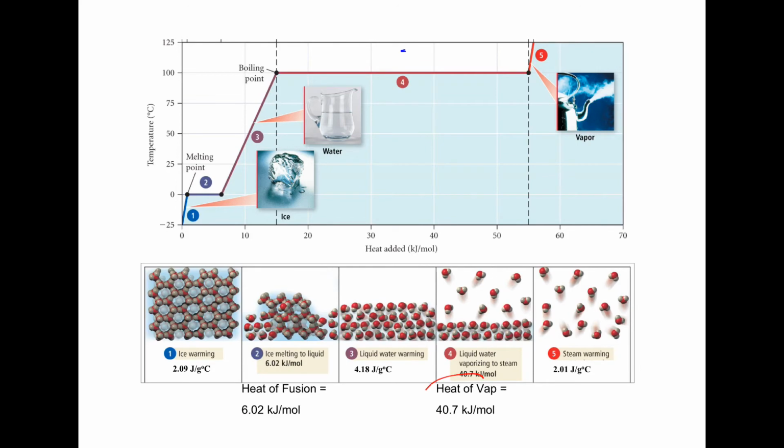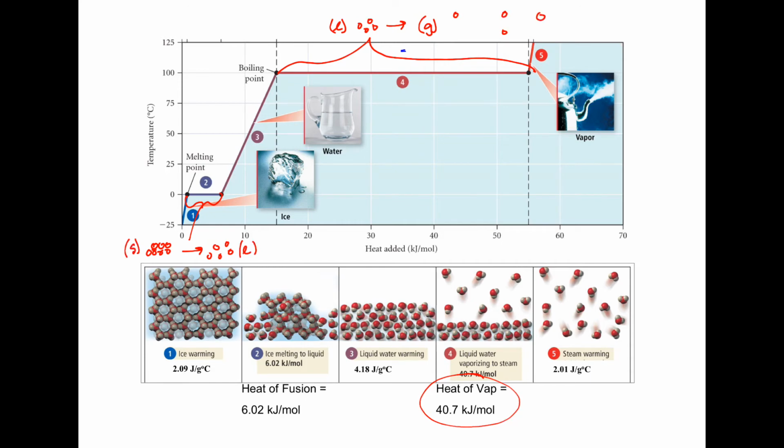So why is the heat of vaporization so much bigger than the heat of fusion? Well, let's think about what's happening during these two processes. During this one here, we're going from solid particles, which are really close together, to liquid particles, which are a little bit further apart. And during this process, we're going from liquid to gaseous, where they are extremely far apart.